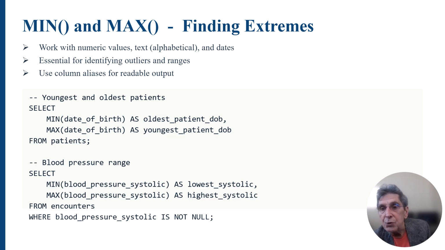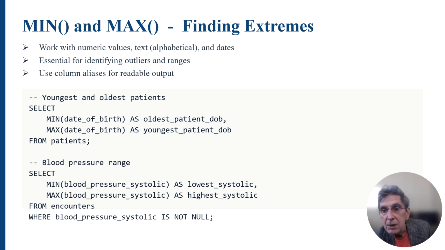Min and max are your tools for finding boundary values. They're especially versatile because they work across multiple data types. Like with dates, minimum gives you the earliest date and maximum gives you the most recent date. With numbers, they give you the smallest and the largest values.